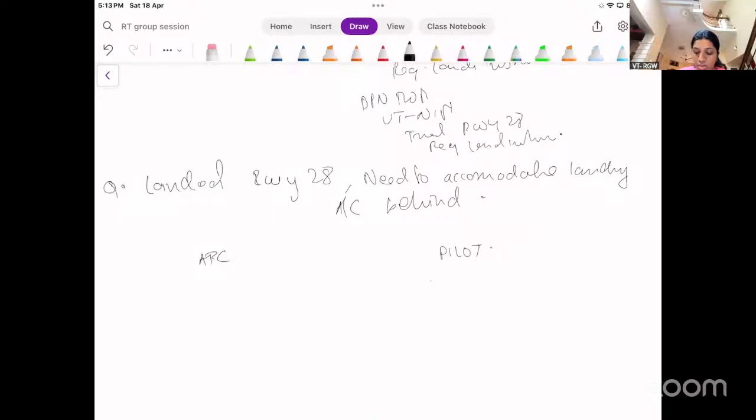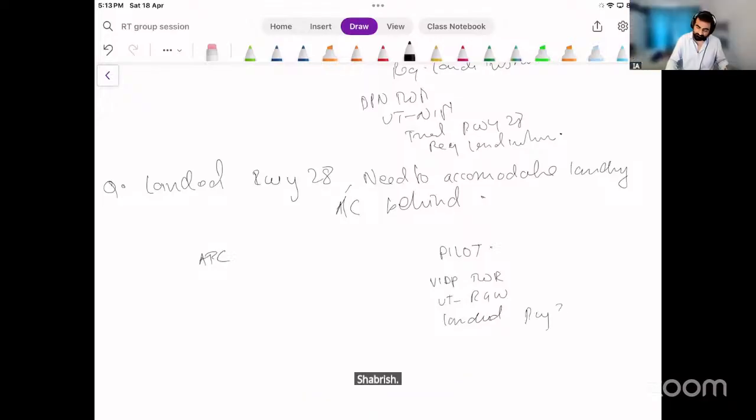Delhi Tower, Victor Tango Romeo Whiskey, landed runway 28, requesting further instruction. Shabrish, same call.